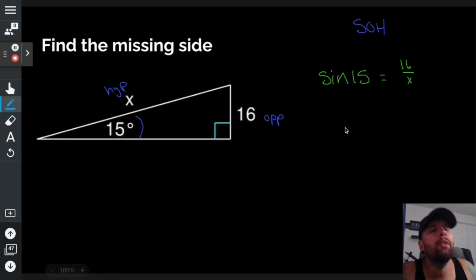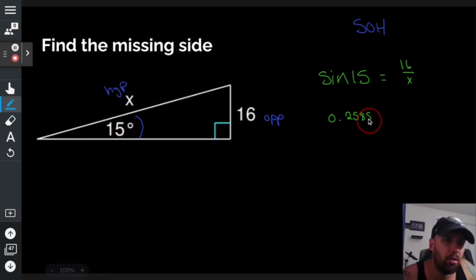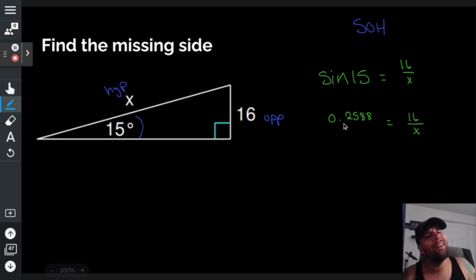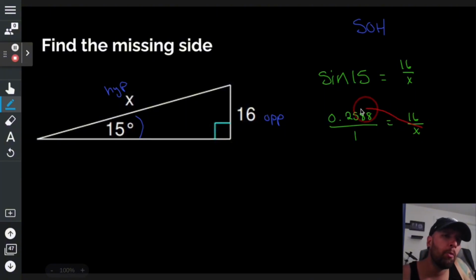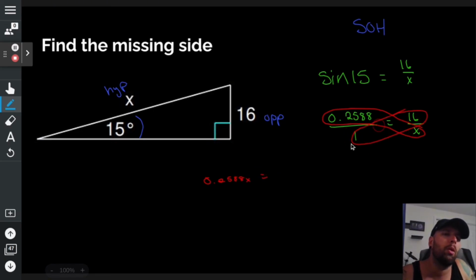So sine 15 is 0.2588. That's going to equal 16 over x. Now, my job is to solve for x. X is in the denominator of a fraction. So I have a number equaling a fraction. Why don't I make this a fraction and do proportions crisscross applesauce? Is this necessary? Nah, but this is just the way I like to do it. So whenever you have a proportion, you crisscross applesauce, you multiply those guys together. So that's 0.2588 times x is going to equal 16 times 1, which is 16.